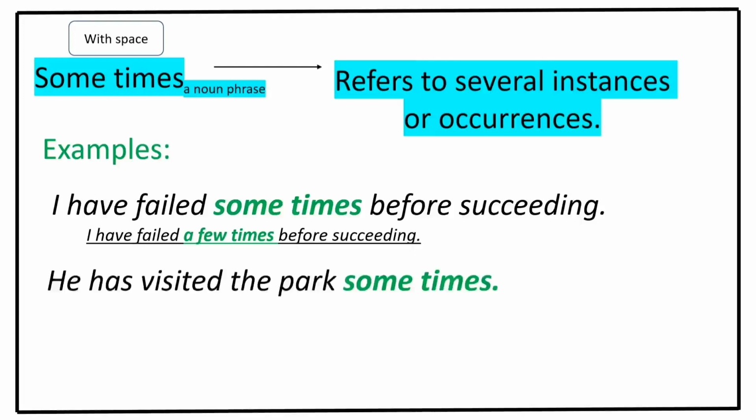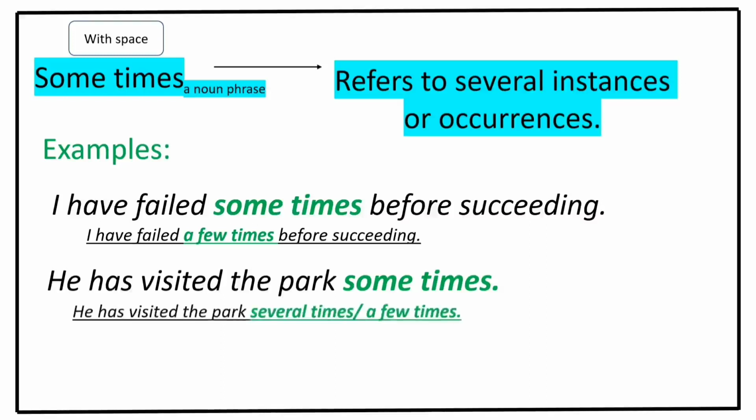He has visited the park some times. In this example, "some times" also functions as a noun phrase. It specifies that the person has visited the park on multiple occasions, or in other words, the person has been to the park more than once.